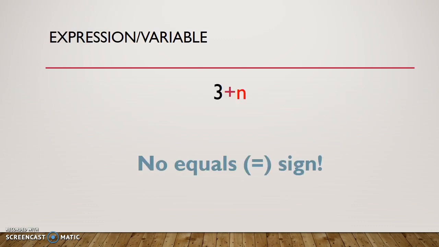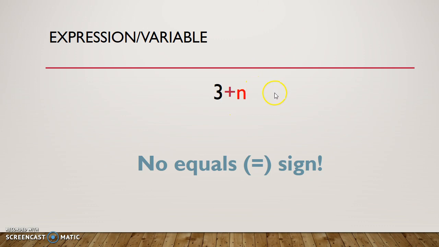An expression, like the one you see right here, 3 plus n, is a statement with numbers and/or variables and at least one operation. A variable can represent the unknown value. So we have our number here, which is 3. In purple, our operation, addition, and in red, the letter n, which serves as our variable or that unknown value.